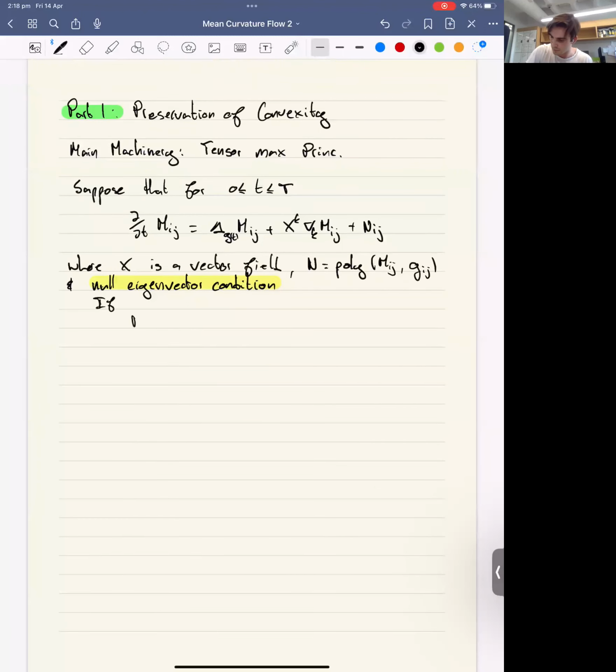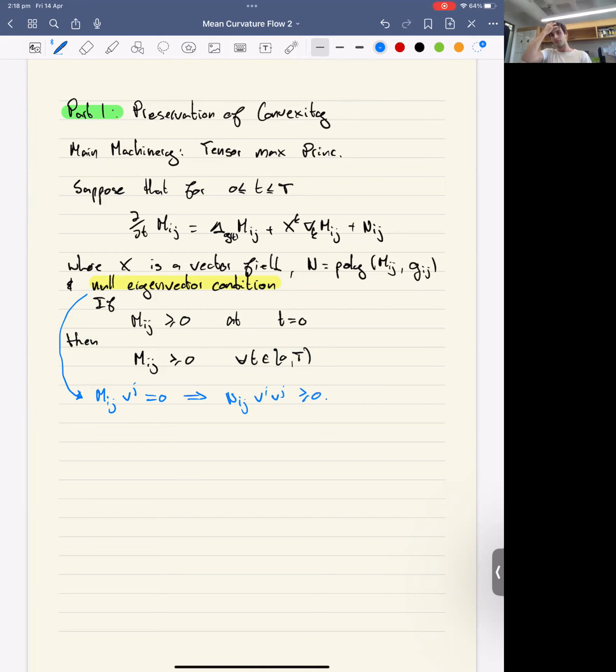So if, I'm sure many people can guess the conclusion, if M is positive semi-definite at t equals 0, then this continues to hold for all t where my flow continues to exist. Okay, and so this null eigenvector condition, what that means is that if I have a null eigenvector of M, then when I put that eigenvector into N, it's positive.